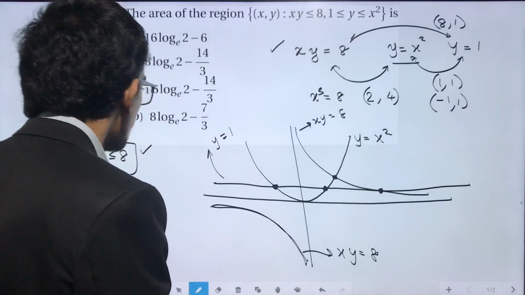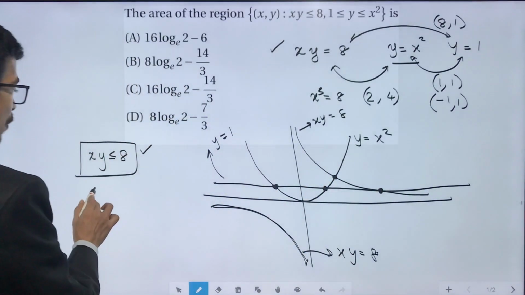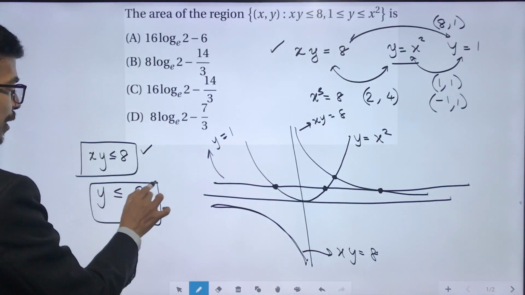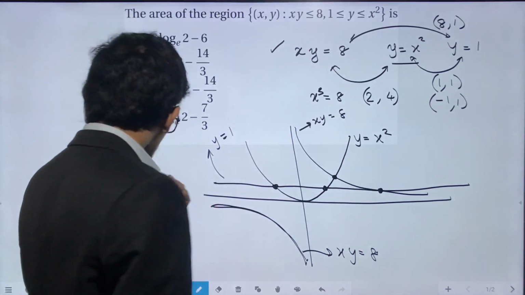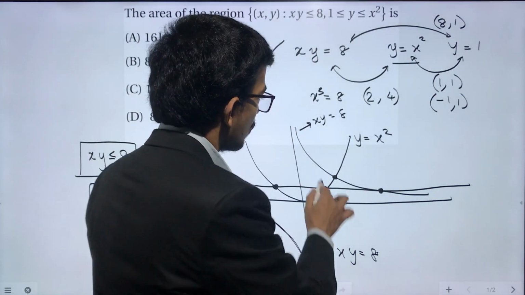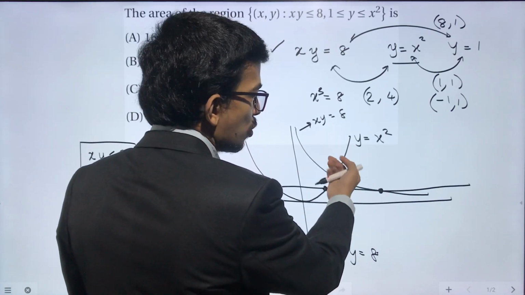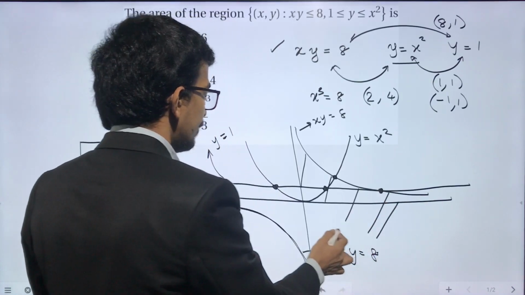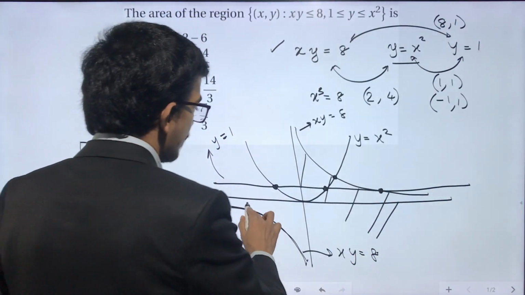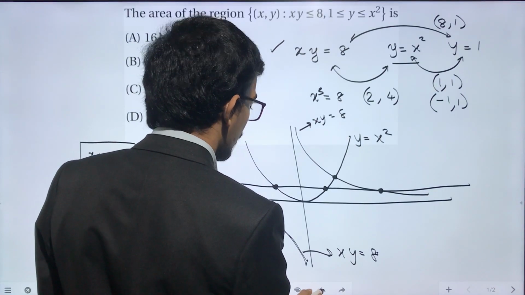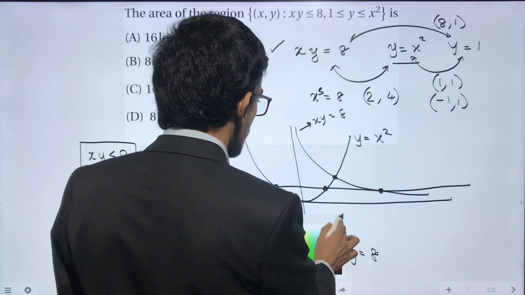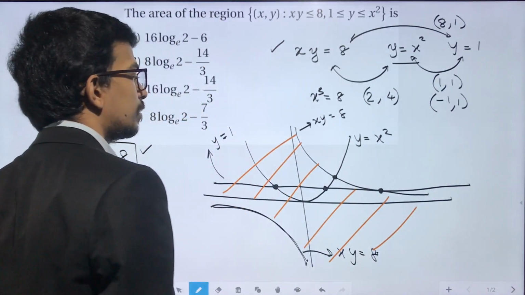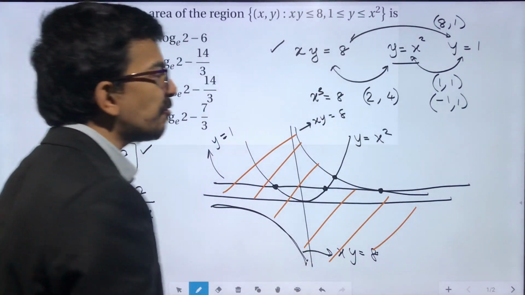Otherwise, for the positive case, the y value is less than or equal to 8 by x. So we need to choose all those points whose y coordinates are below 8 by x. This is our curve, y equal to 8 by x. The y value is below 8 by x means this region. Similarly for the negative case. So basically it's the region between the two branches of the rectangular hyperbola.